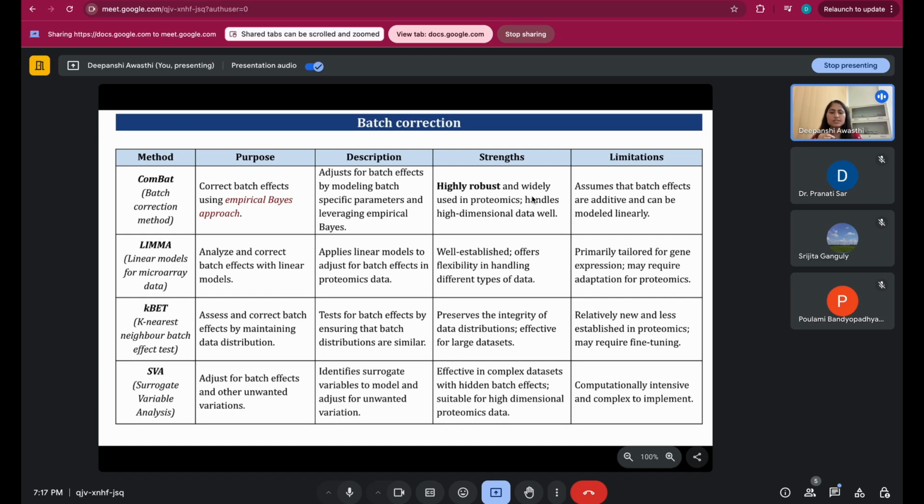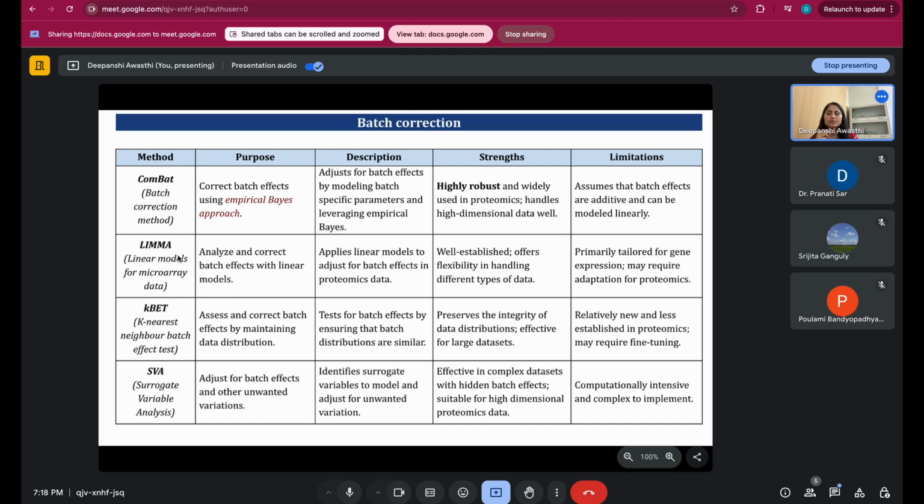It is highly robust and it is widely used in proteomics. It handles high dimensional data as well. So if the data is high dimensional, meaning the number of features associated with your data is huge, in that case also you can use ComBat. The limitation with ComBat is that it assumes that batch effects are additive and can be modeled linearly. So if batch effects are not additive, if they are random or they are not adding up, in that case ComBat will not be able to correct your batch effect.